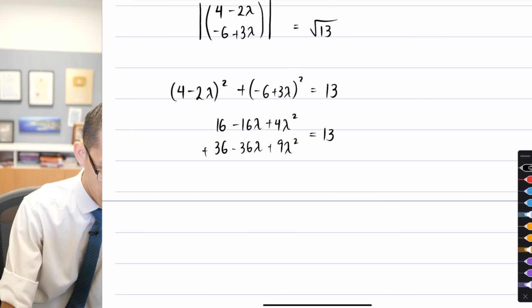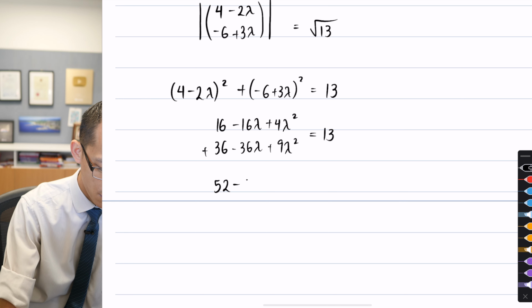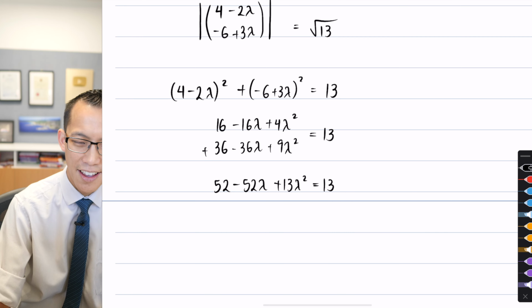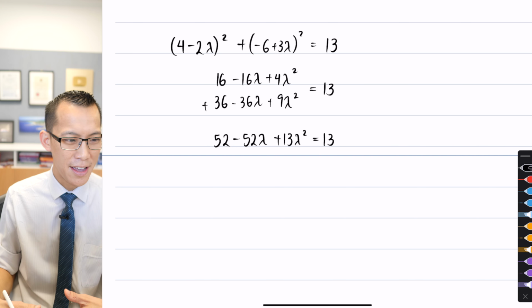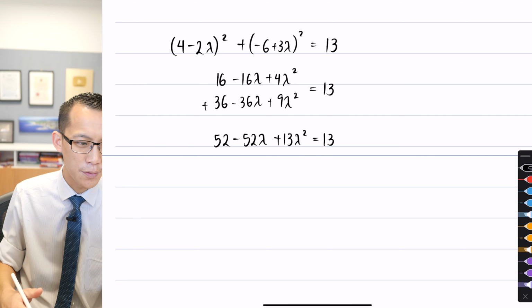Does that look okay to you guys? Yep. So what have I got here? 16 plus 36, that's 52. I get that again. And then I get 13 lambda squared. And then, again, when I said it was equivalent, I wasn't kidding. Because all the numbers are the same, that's why you're getting the same thing. Oh, look, I've got things that are multiples of 13.